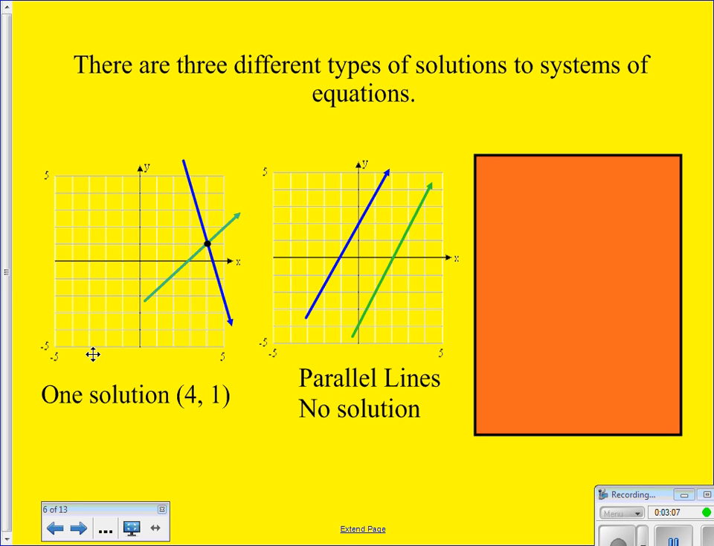Next, if we have two parallel lines, they're parallel because they're never going to cross each other. They're going to keep going on separate from each other. They're never going to cross. So that means that we have no solutions. If your lines are parallel, you have no solution.